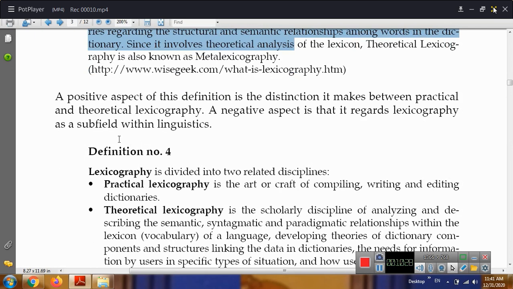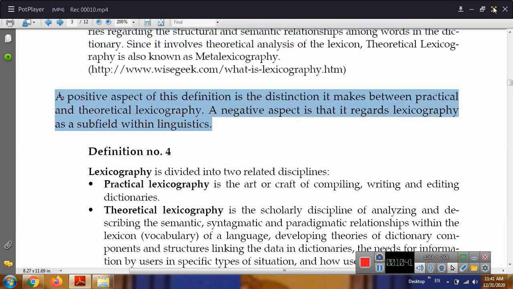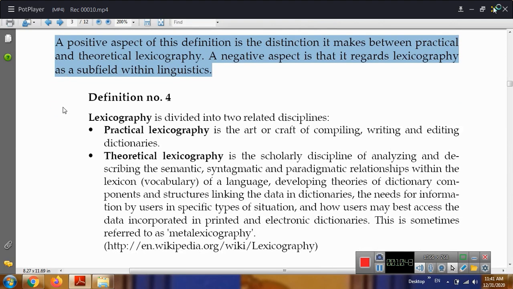A positive aspect of this definition is the distinction it makes between practical and theoretical lexicography. A negative aspect is that it regards lexicography as a subfield within linguistics. Another definition is that lexicography is divided into two related disciplines: practical lexicography and theoretical lexicography.